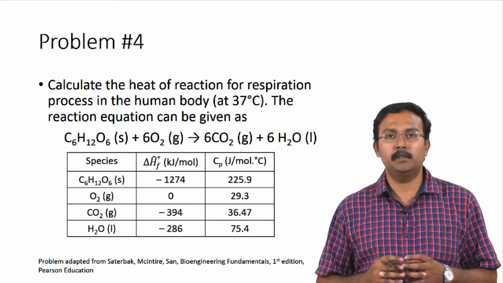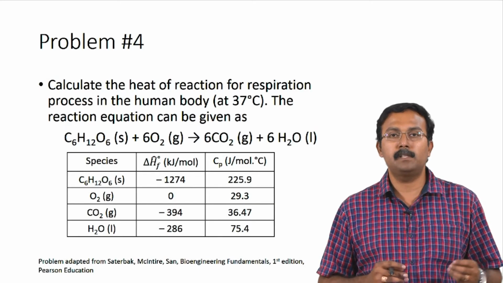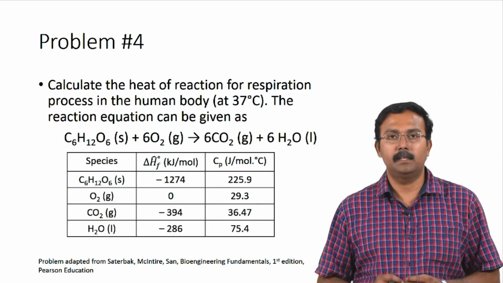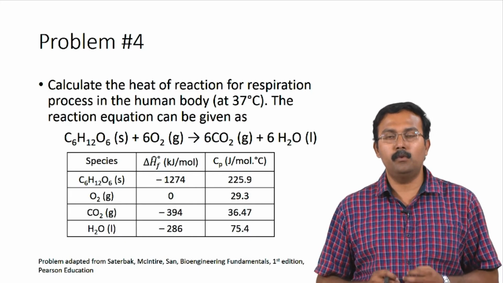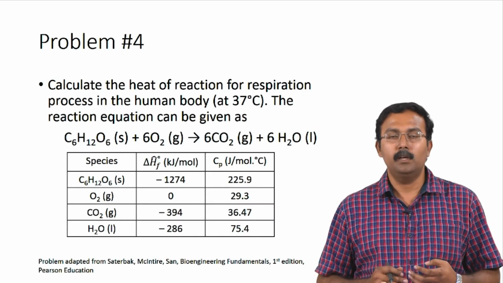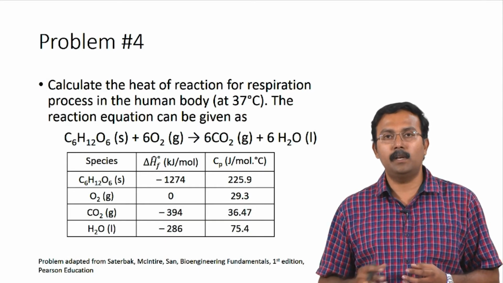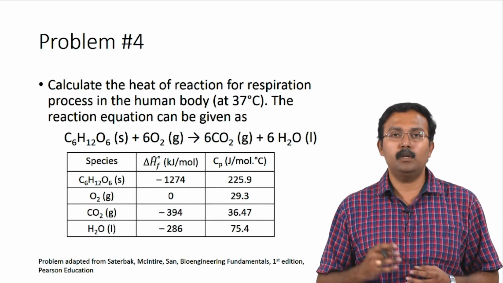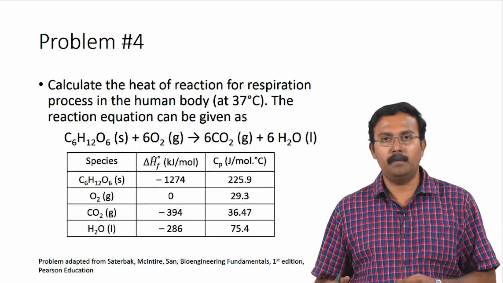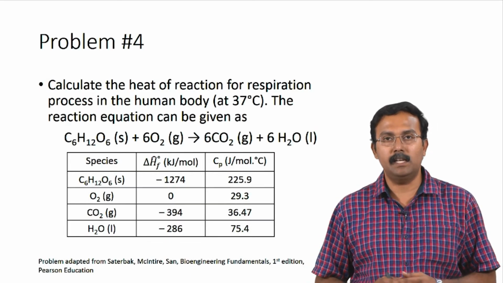This is a simple problem which we can solve if we apply principles which we have learnt earlier. We will have to build a hypothetical path. The reactants, which are at 37 degrees Celsius in your body, would have to be cooled to 25 degrees Celsius, and the reaction itself will happen at 25 degrees Celsius, so that you can use the heat of reaction that you calculate. The products formed at 25 degrees Celsius would then have to be heated to 37 degrees Celsius.